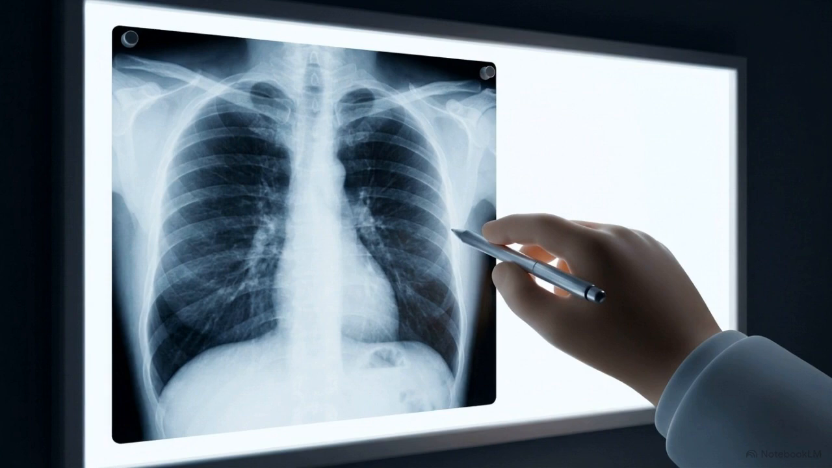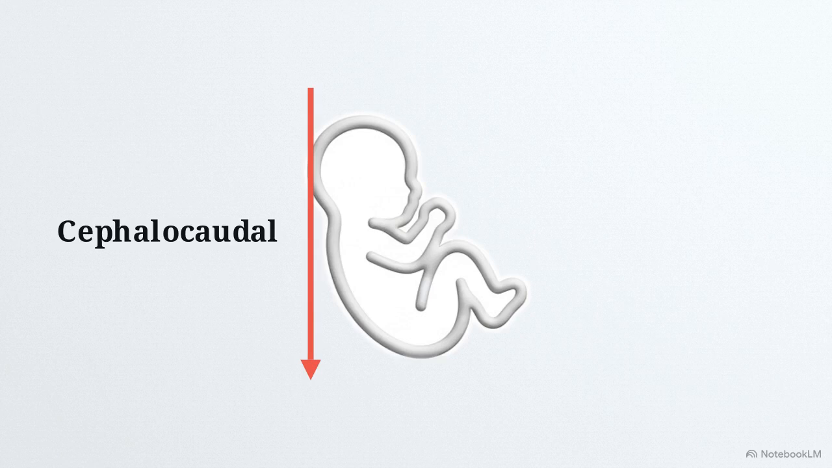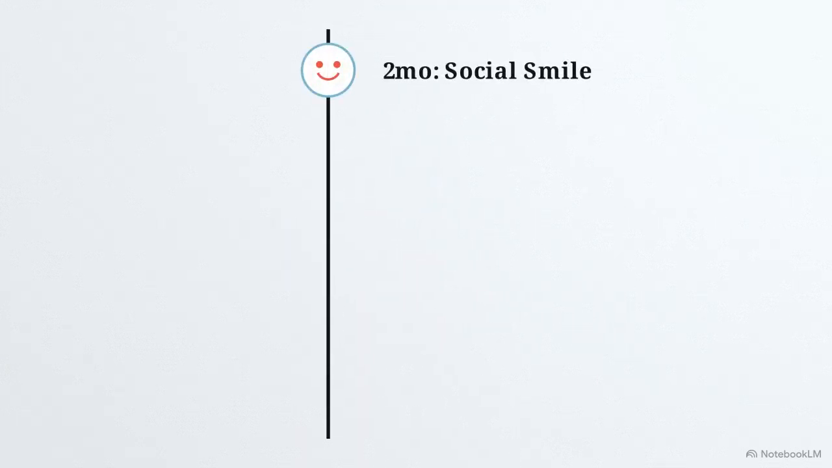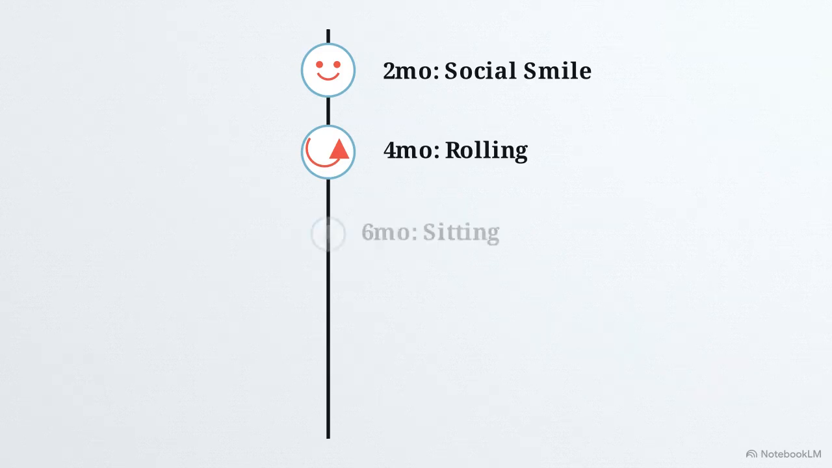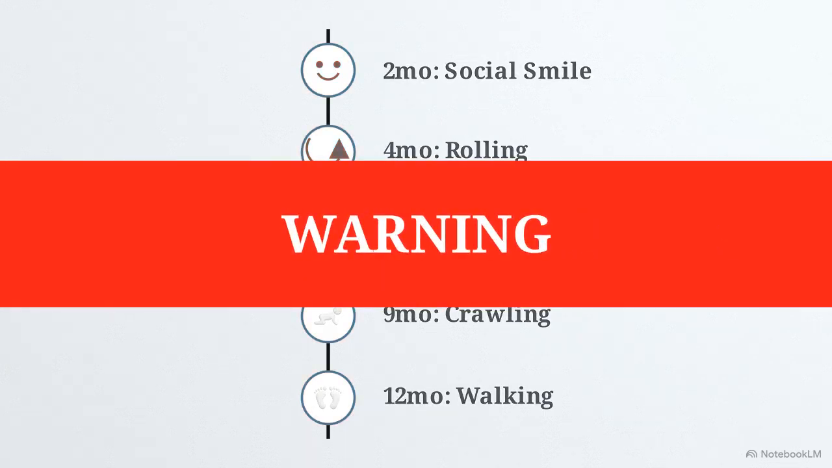We evaluate normal developmental maturation along two primary axes: cephalocaudal, meaning head to toe, and proximodistal, meaning from the core to the extremities. This timeline maps a normal, steady trajectory down those axes: a social smile at 2 months, rolling at 4, sitting at 6, crawling at 9, and walking by 12 months. The absolute red flag in pediatric milestones is regression. The loss of a previously attained skill demands immediate neurological evaluation.